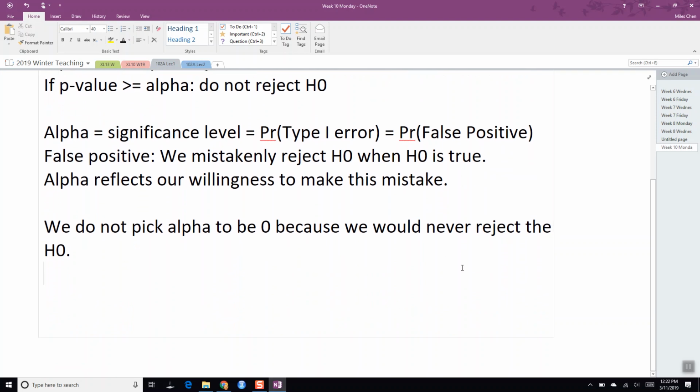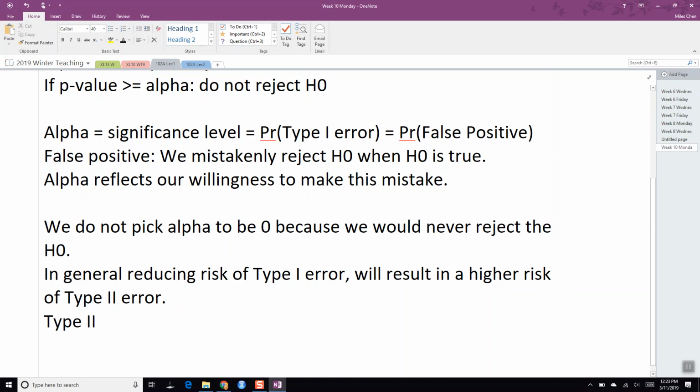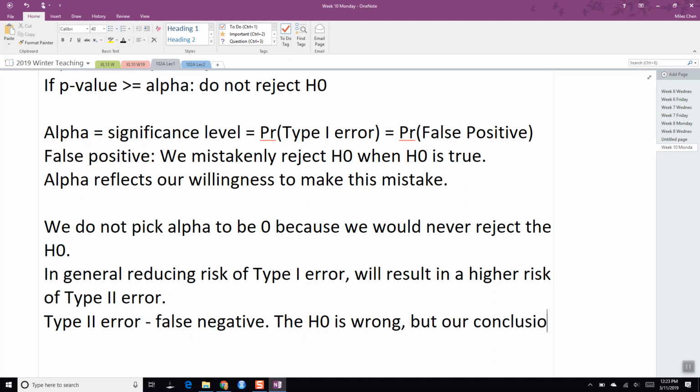Okay, in general, reducing alpha, or I'll say reducing risk of type 1 error will result in a higher risk of type 2 error. And so the type 2 error is the false negative, meaning the null is wrong, but our conclusion is not to reject it.